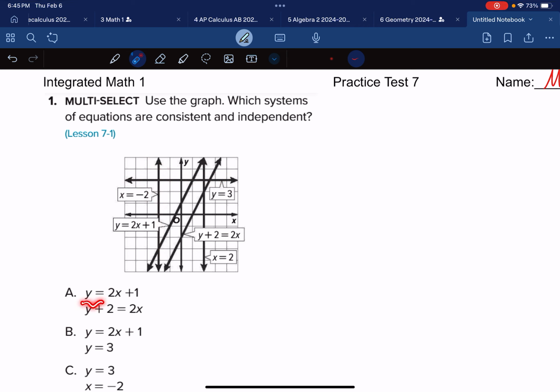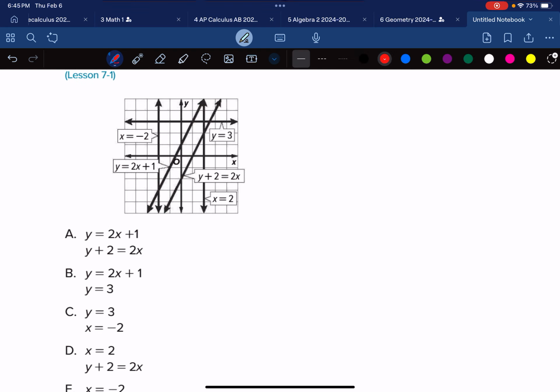It's nice and easy. So, y equals 2x plus 1 is right there. Therefore, this line right here is the line it's talking about. And y plus 2 is equal to 2x is this one right here. So these are the two lines that are being given to us. These ones are inconsistent. They never cross. So you don't have to label these, but I'm going to just so you can remember that these are inconsistent.